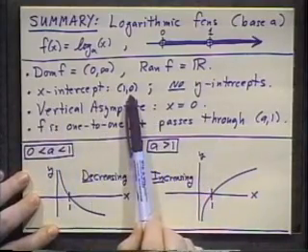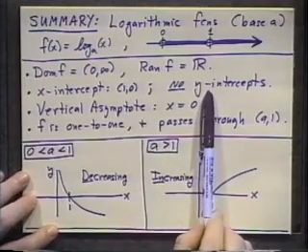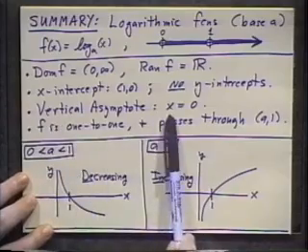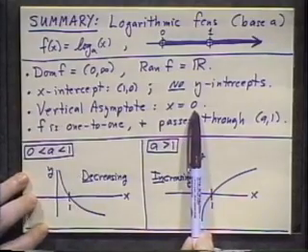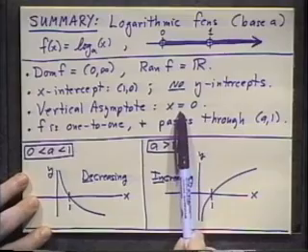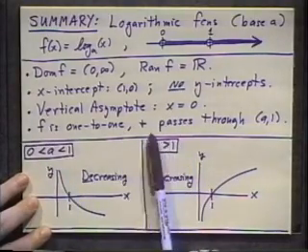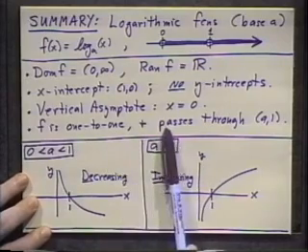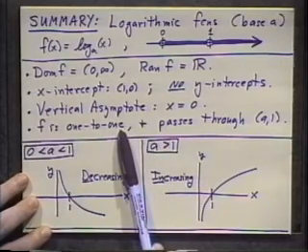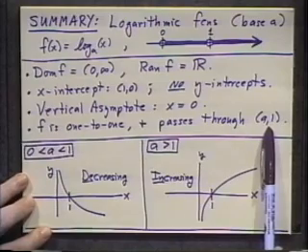The x-intercept is (1, 0) instead of the (0, 1) we had for exponential. There are no y-intercepts. The vertical asymptote, x equals 0, is now the vertical line, which is the y-axis. f is 1 to 1 because the original function was 1 to 1. The original a to the x function was 1 to 1. And it passes through (1, 0).